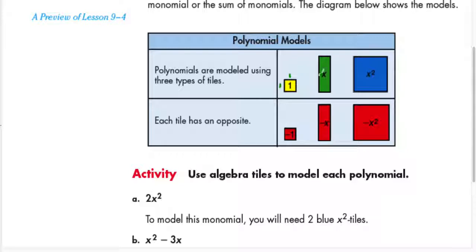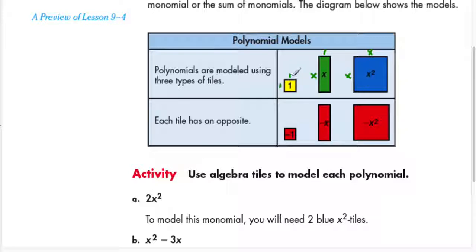We have the x tile. The x tile is such that the area is x. Why is that? Because the width of the x tile is 1 and the length is x. Given the area of a rectangle, length times width, if you multiply the length and the width, it will give you the area of x. And you have the x squared tile. Why is it x squared? Because again, that's the area. The length of each side of the x squared tile is x. x times x is x squared. That's why you have x squared.